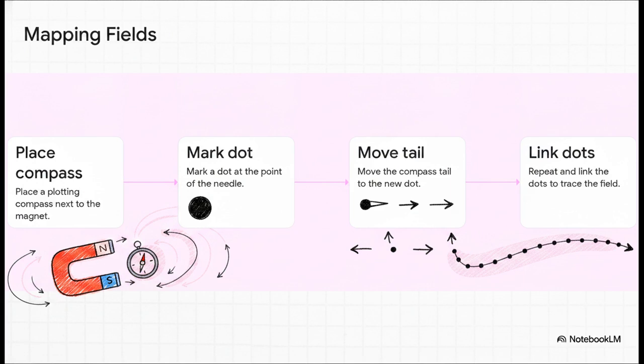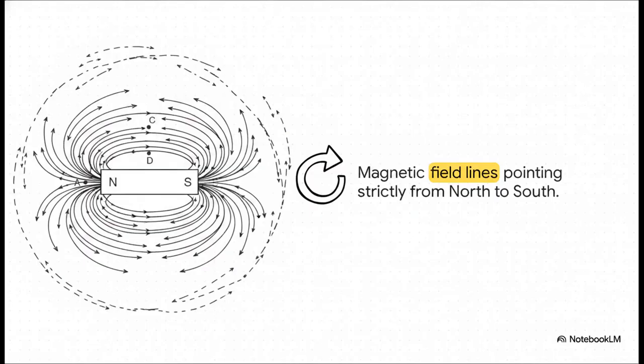Just place a simple plotting compass next to a magnet, mark a dot exactly where the needle points, and then repeatedly move the compass tail to that new dot. By doing this step by step, we can physically trace the exact path of an unseen magnetic field. And if you follow those compass steps carefully, you'll perfectly trace out a pattern that reveals the true strength and direction of the field. There are two huge takeaways here.